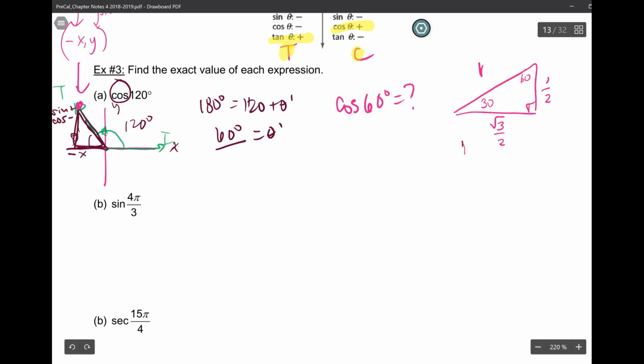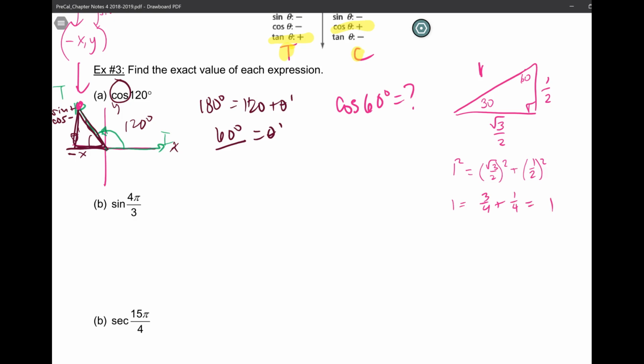Because if I do the Pythagorean theorem, 1 squared should equal square root of 3 over 2 squared plus 1/2 squared, so 1 equals 3 over 4 plus 1 over 4, which is equal to 1. Cool. If you don't automatically remember this, it's okay. I gave this to you a couple pages back, all the trig values for the two special triangles, 45, 45, 90 and 30, 60, 90. Either way, we could figure it out.